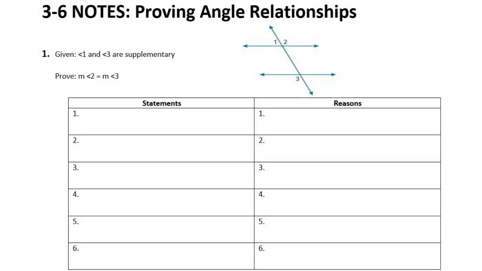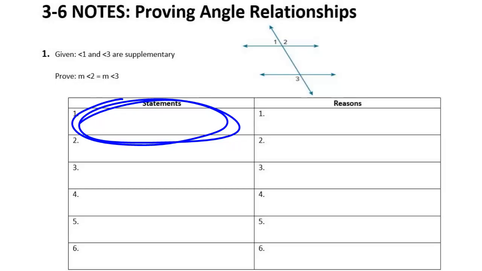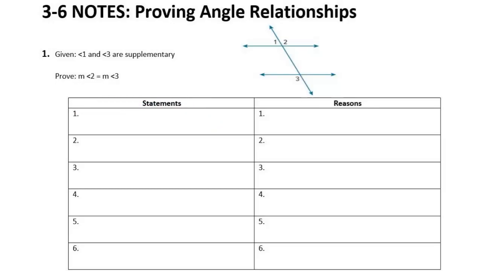So let's start walking through this first proof that we're going to do today. We have a picture here with three labeled angles, angle 1, angle 2, and angle 3. We have our given, and we have what we are trying to prove. So what should go in this top box right here? Yep, the given information. Angle 1 and angle 3 are supplementary.